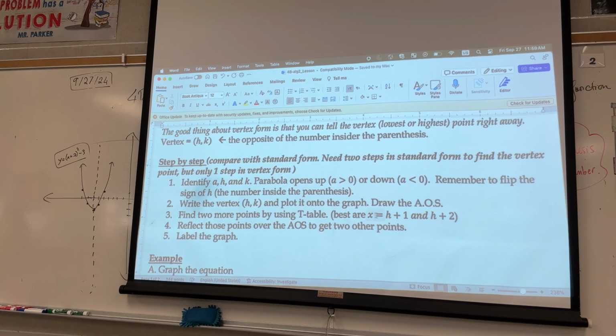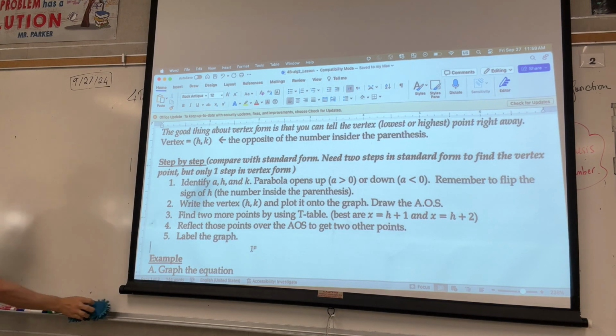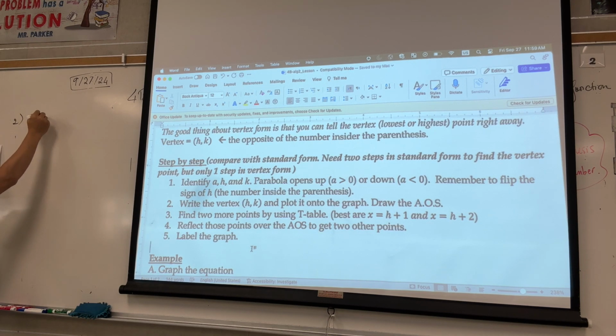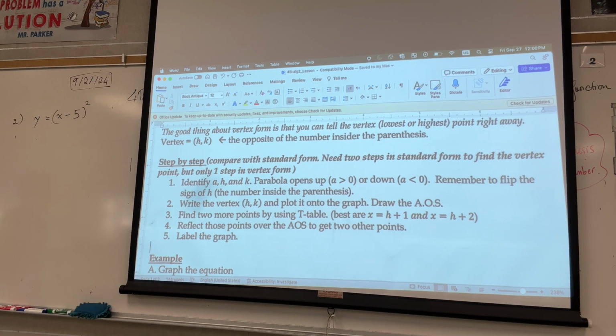So find 2 more points. The best are h plus 1 and h plus 2. Reflect those points over the axis of symmetry to get 2 other points. Then connect them. So I feel like this way is easier somehow, shorter, an easy lesson for Friday. I don't know. Should write it step by step first.